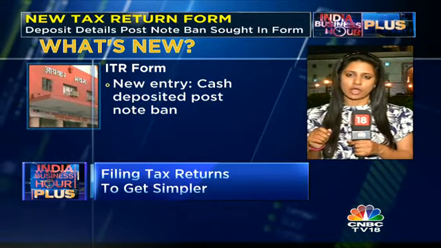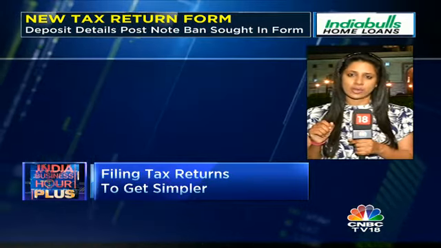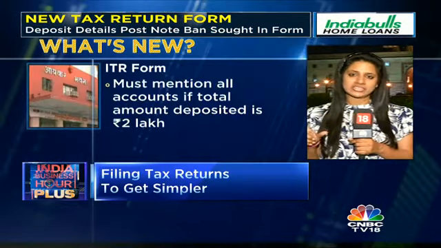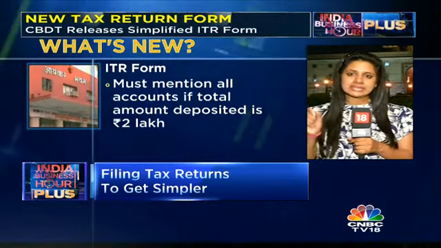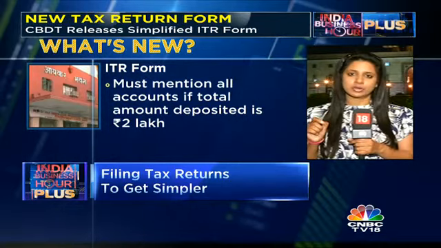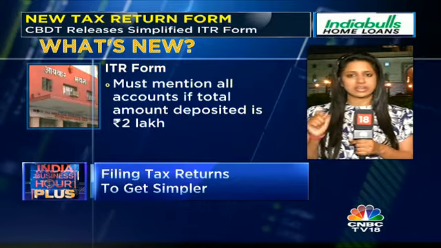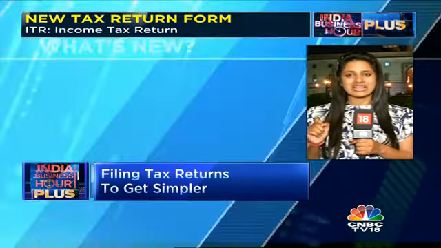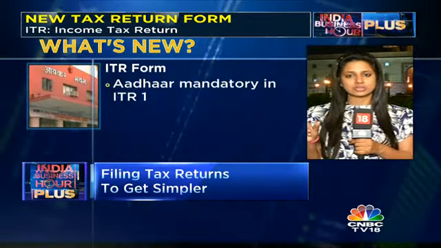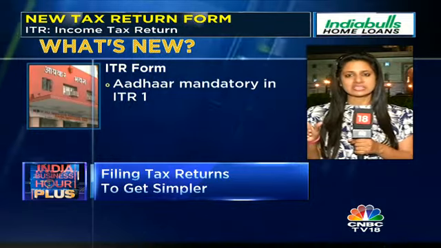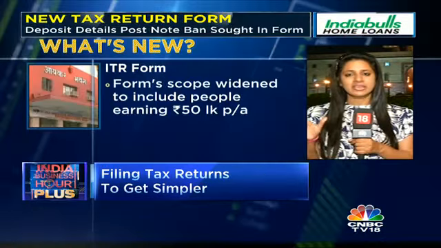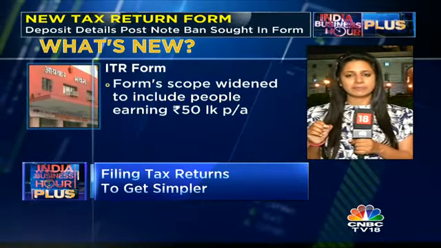Till now, Aadhaar was an optional window in the ITR 1, and now the scope of the ITR 1 form has also been widened. Till now, ITR 1 was applicable only for people who had income till 10 lakh rupees only, that is salaried or individual income only till 10 lakhs. But now, in case you have one house property and your income is till 50 lakhs per annum, then you can fill this simplified one pager form.